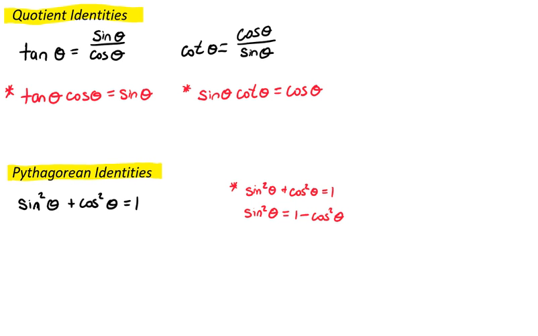Now, another Pythagorean identity is 1 plus the tangent squared of theta equals the secant squared of theta. And the same manipulations can occur here that we just did with our sine squared of theta and cosine squared of theta.